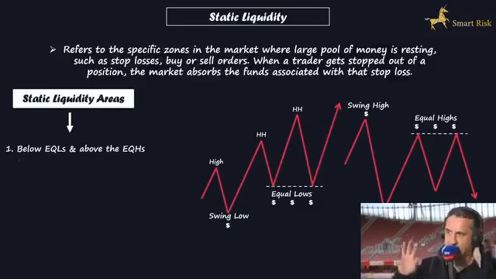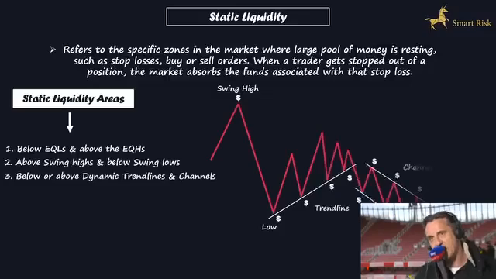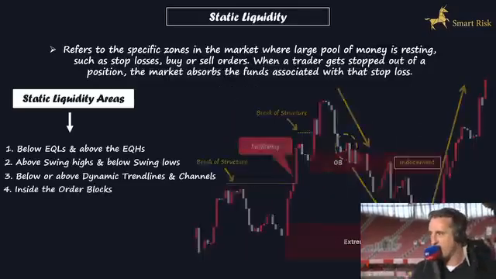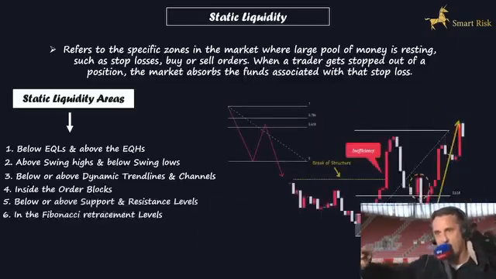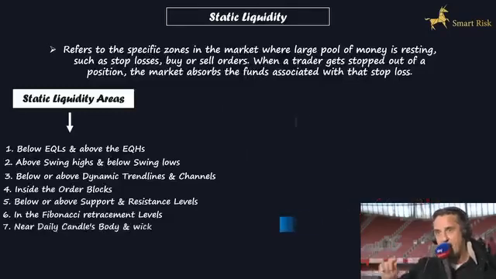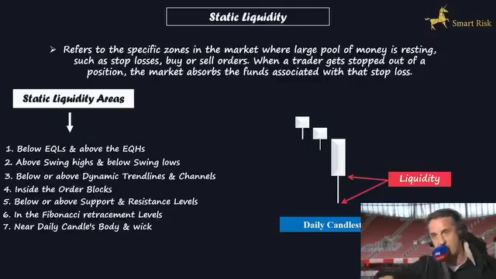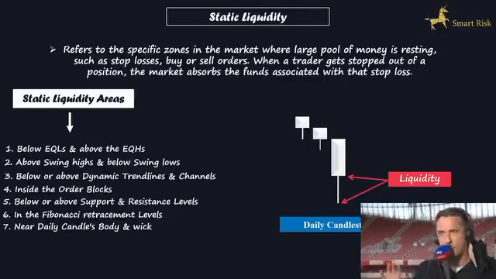equal highs, above the swing highs and below the swing lows, below or above the dynamic trend lines and channels, inside the order blocks, below or above the support and resistance levels, in the Fibonacci retracement levels, near the daily candle's body and wick. Having a solid grasp of static liquidity zones reveals their profound impact on market price direction. Neglecting them can lead to substantial losses.